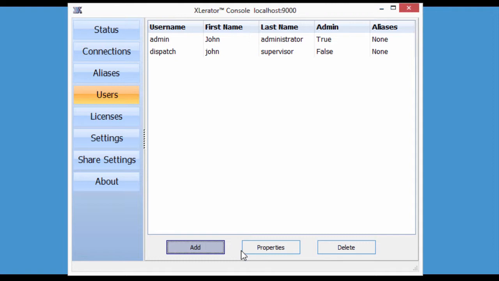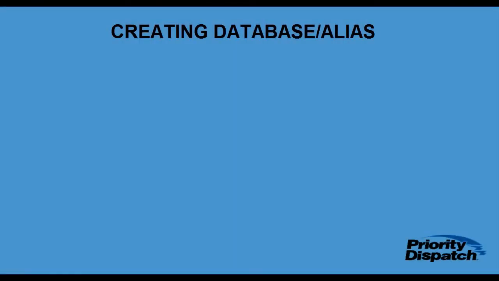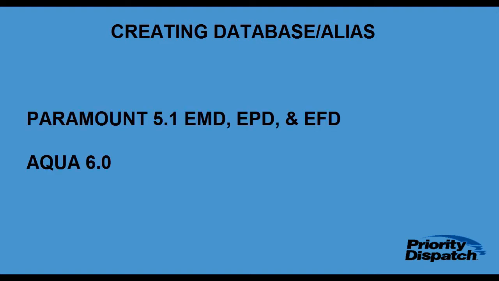If your Paramount workstations are connected to a computer-aided dispatch or CAD, you won't need to enter dispatchers unless they require administrative privileges. Your CAD interface will automatically send logon credentials to your XLerator. Our final step in the configuration of XLerator 4 is to create a database and alias for your Paramount 5.1 Medical, Police, Fire, and Aqua 6.